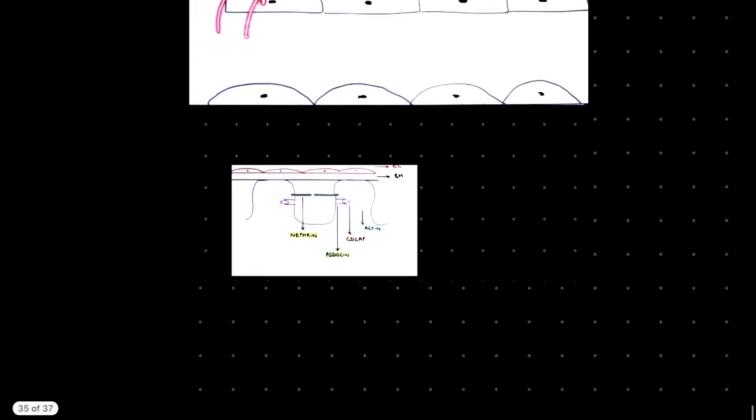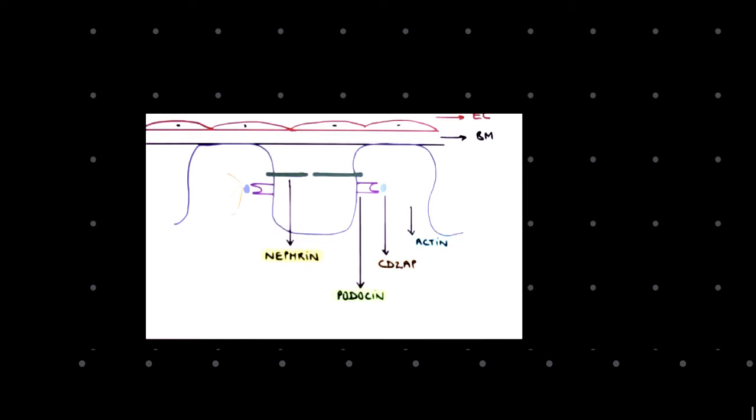we'll find this structure. Here what you'll see is 2 podocytes, right? Now if you see the various components of podocytes, there is nephrin, this green structure. This purple structure is our podocin, and CD2AP is this light blue structure, and these actins are right here.